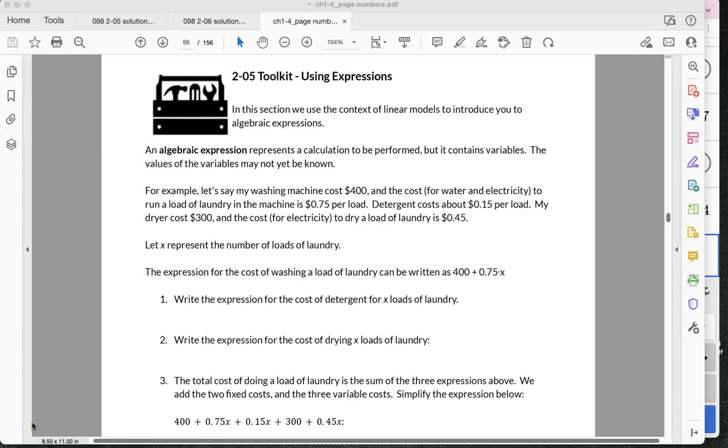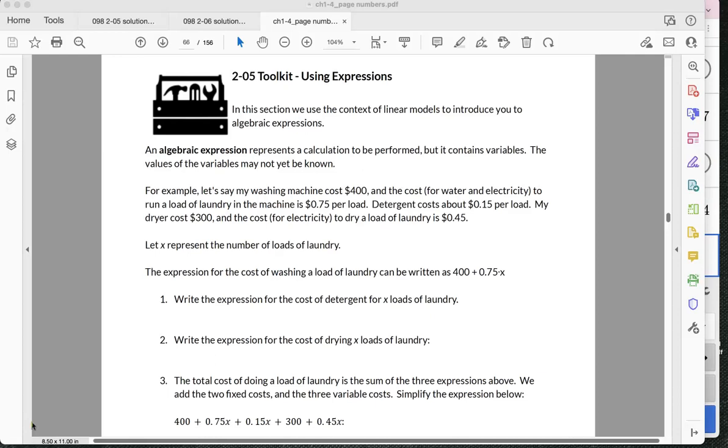And then when you're doing laundry, you're also paying for water and for electricity to run the washer. So an estimate might be 75 cents for a load of laundry. You also spend money on detergent. You buy a big thing of detergent and then you use a little bit every time. So these are things you could calculate out. Detergent might just be 15 cents every time you do a load of laundry. My dryer costs $300, and the cost for electricity to dry a load of laundry is 45 cents. So those are all the different costs.